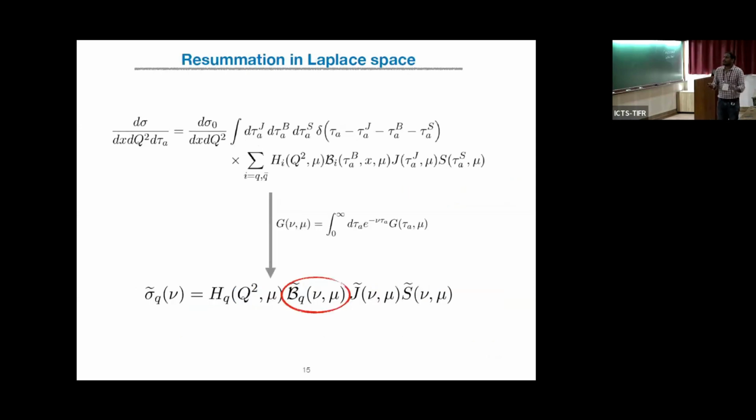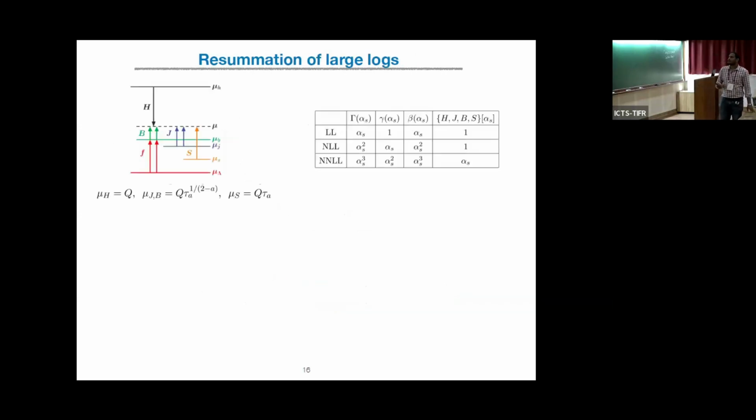The standard way is to go from tau space to the nu space using a Laplace transformation. Then we do the resummation and all the calculation, and then we come back again to tau space. Okay. So a little bit of resummation here. At the initial level, we have three different scales: one is the hard scale, one is the jet or beam collinear scale, and another one is the soft scale, which has the angularity dependency.